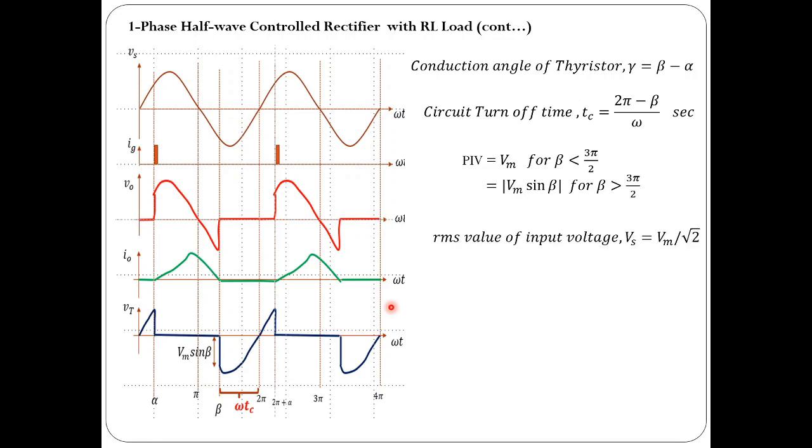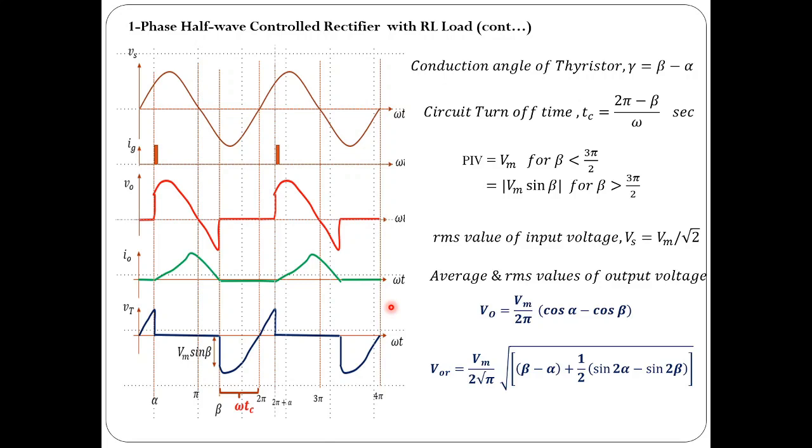RMS value of input voltage Vm by root 2, and the average and RMS values of the output voltages. You can find these from the concept of area under the curve, so you can calculate the average and RMS values for the output voltage this way. Average value is equal to Vm by 2 pi into cos alpha minus cos beta, and RMS value is equal to Vm by 2 root pi into square root of beta minus alpha plus half into sin 2 alpha minus sin 2 beta. This way one can calculate the RMS value also.